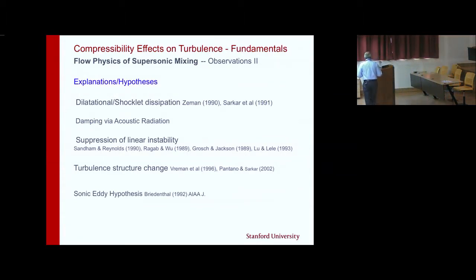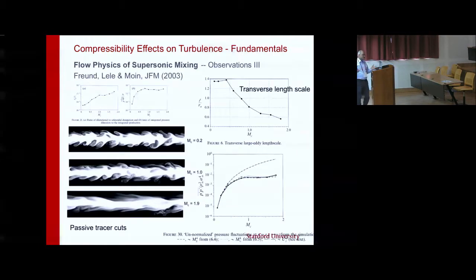In subsequent time, some of these explanations have merged into a picture, and that's what I would like to share. This is based on work that Jonathan Friend did for his thesis with us, published in 2 papers in JFM. I'm not showing all the details. Jonathan showed that indeed the spreading rate suppression as a function of convective Mach number was observed in the simulations. I'm not showing that detail.